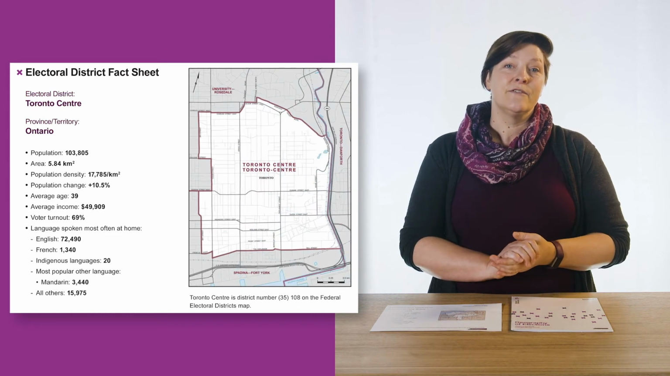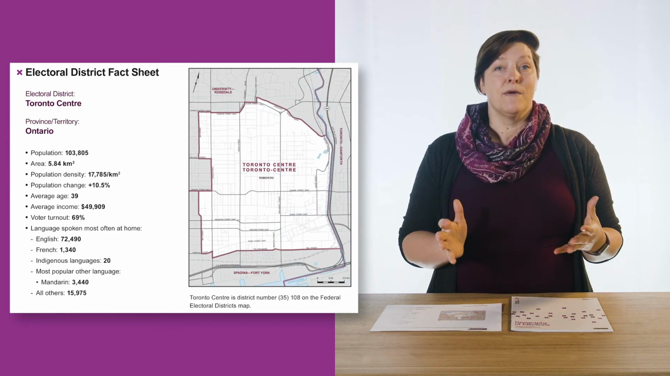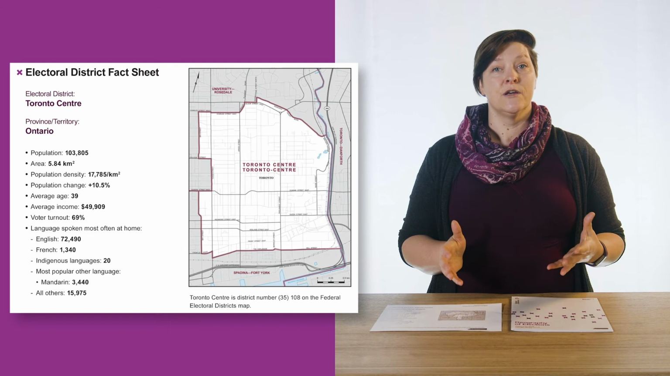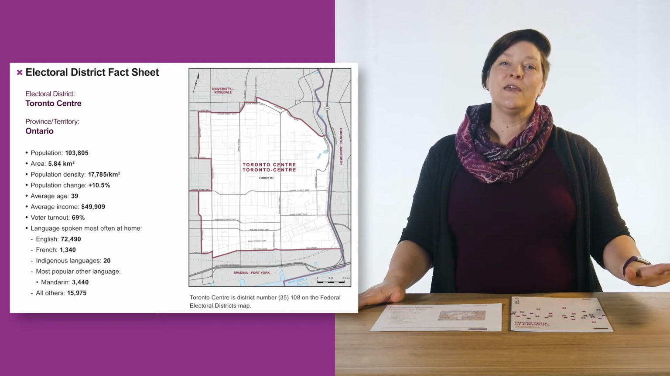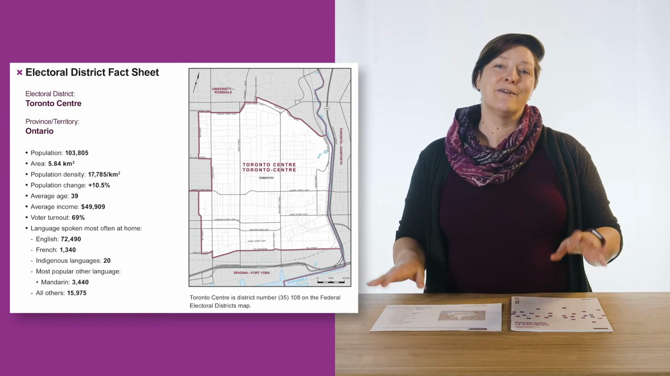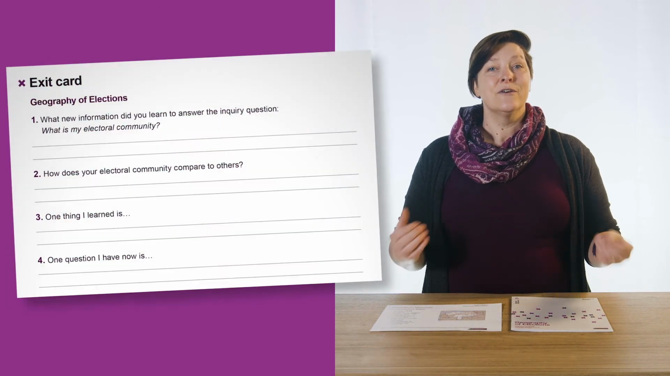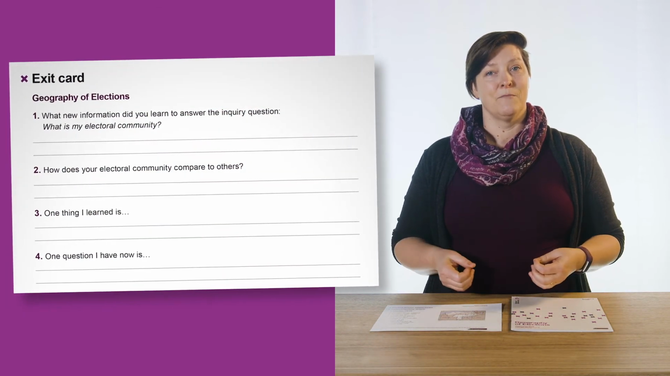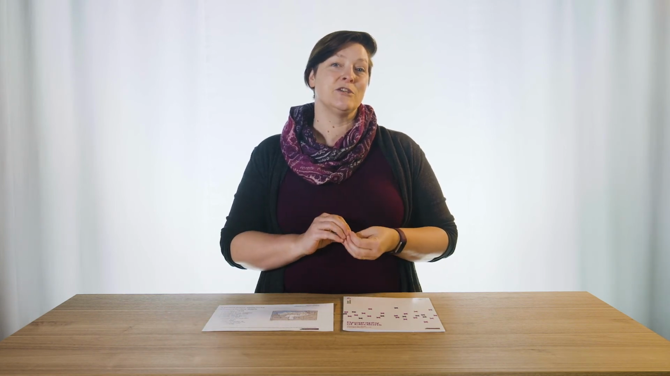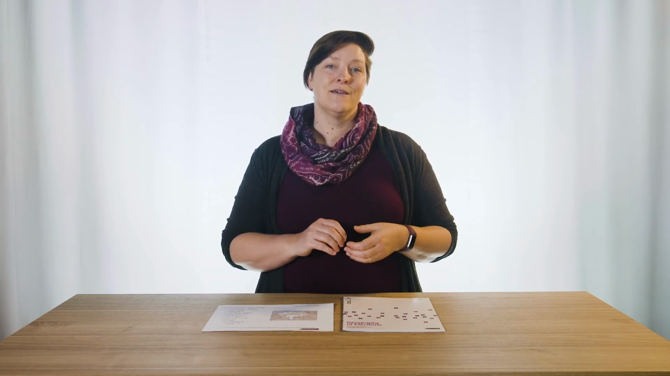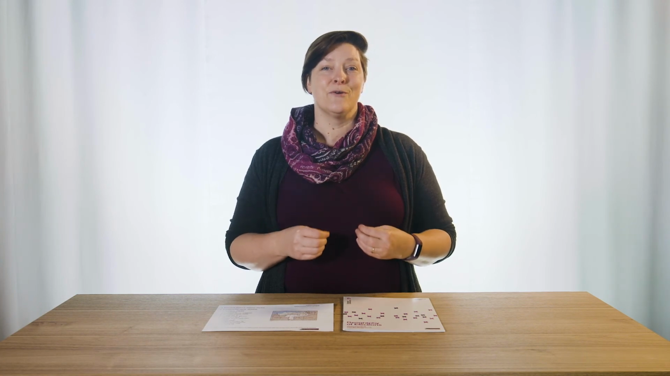On the other hand, a dense urban riding could have lots of people speaking many languages that are not English or French, where a rural riding could be less diverse. There's so many other ideas that students can pull out of this relatively simple activity, and you'll get a little insight into some of their learning by having them use the exit card to reflect individually. Reflective writing is an important part of the learning process, especially in a lesson with as much activity and discussion as this one. Students are learning to think about their learning.